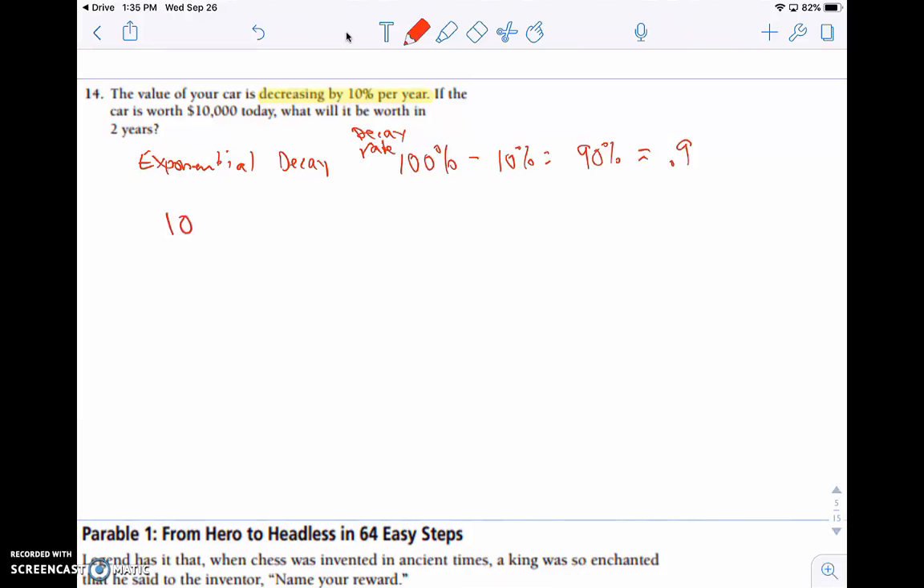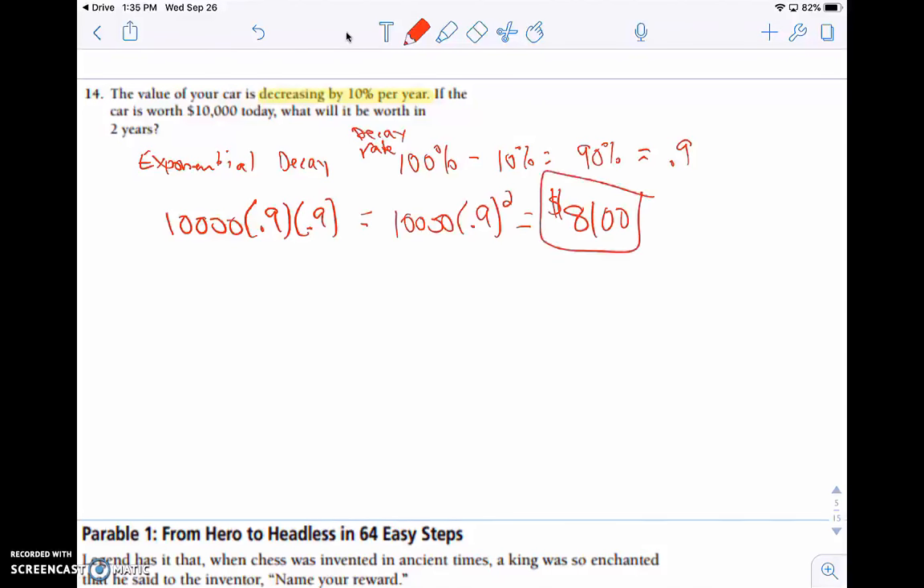So then the value of the car is 10,000. The first year it loses 10%, so we have 90% of the value. In the second year it also loses 10%, so we have 90% of that value remaining. So we could say 10,000 times 0.9 raised to the second power. And this tells you that your car will be worth, when you multiply that out, $8,100. So we have lost $1,900 over a 2-year period in the value of the car.